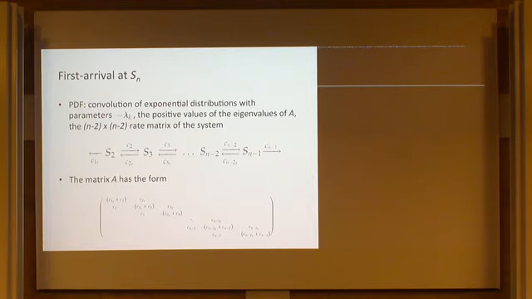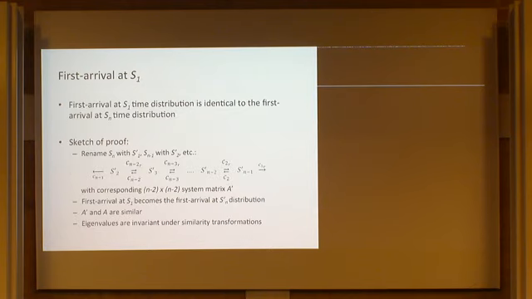Now, this is for the first arrival. Here we have the following system, and it turns out to be again the convolution of exponential distributions with those negative eigenvalues, and this is simply the matrix shape. Again, it's diagonal, so it all works well, as we applied earlier.